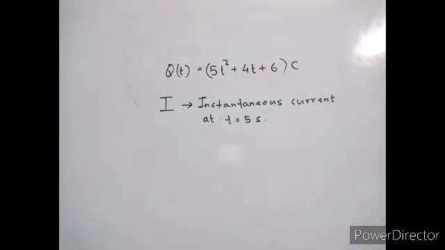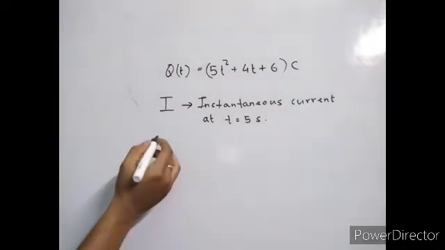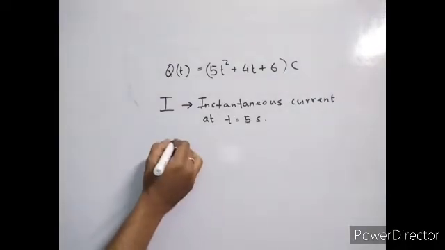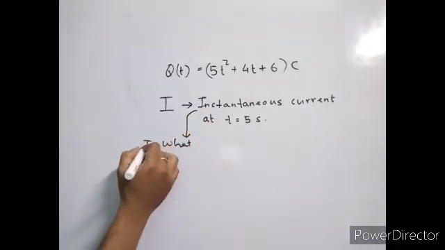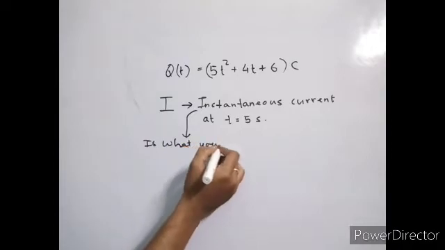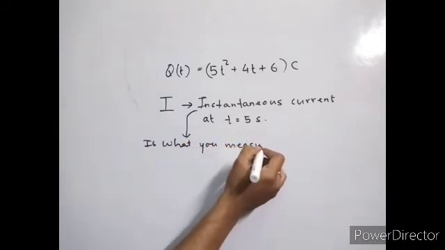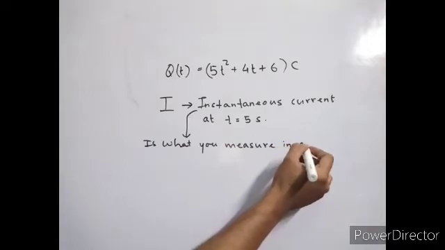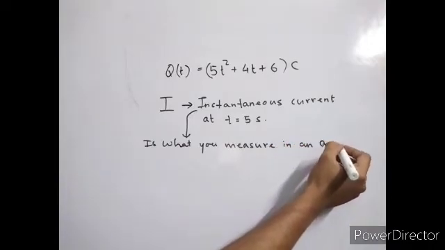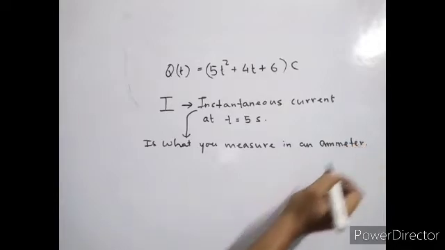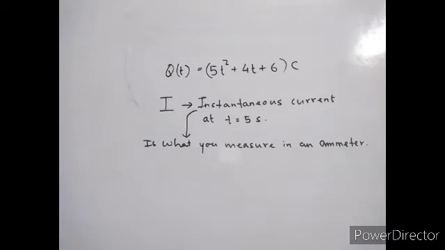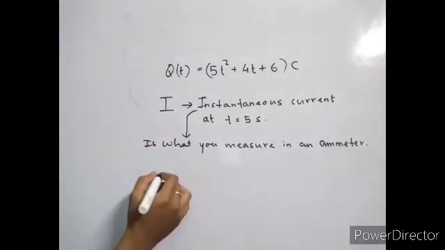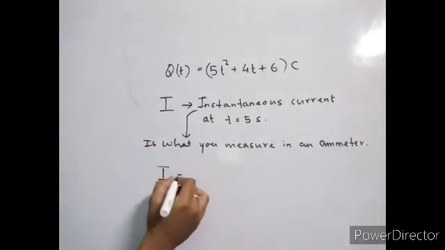Now in order to obtain this value, what exactly do you mean by the term instantaneous? Instantaneous current is what you measure in an ammeter. It is the value that you obtain in an ammeter while calculating the current passing through a given circuit at a given instant of time. And it is at a particular instant, obviously. So here, as per the question, it is 5 seconds.